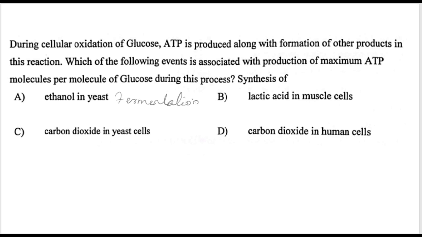Lactic acid in muscle cells, that is lactic acid fermentation or anaerobic respiration. Carbon dioxide in yeast cell production is also anaerobic respiration, which is otherwise called a fermentation, whereas carbon dioxide in human cells happens in the mitochondria, and that is actually aerobic respiration, which yields a very high amount of energy. The other three are anaerobic respiration, which yields very less amount of energy because only partial oxidation of glucose happens. Here complete oxidation releases more amount of energy. So answer D is the correct option.